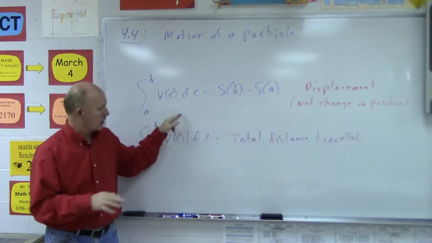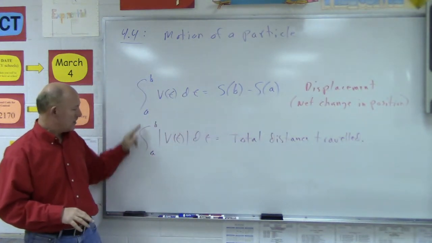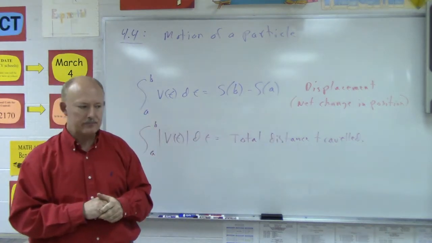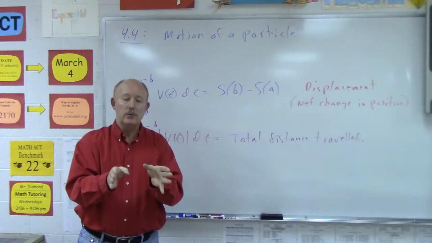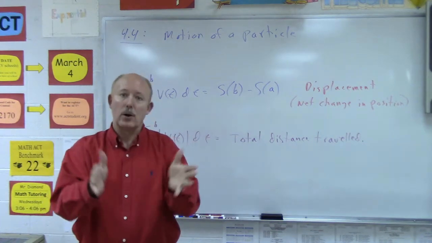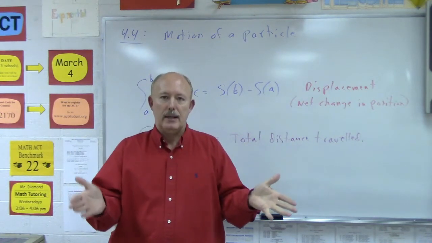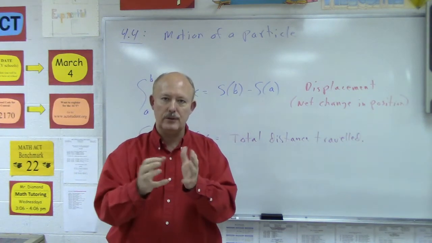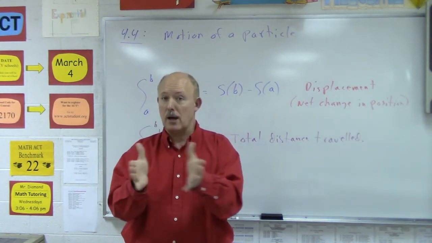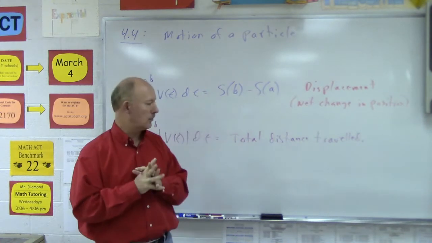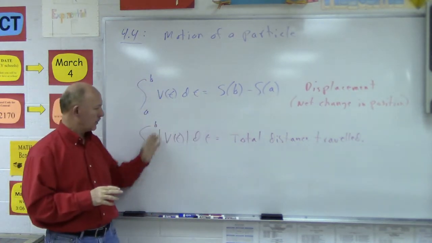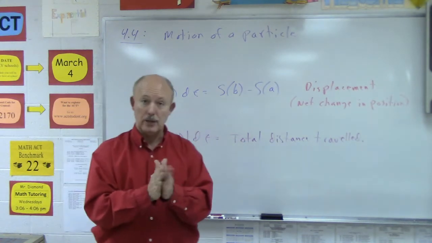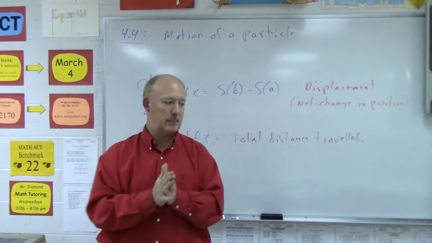To calculate the total distance traveled, you have to take the absolute value of the velocity function. That also means you have to determine whether the particle changes direction. When a particle changes direction, the velocity is 0. When the velocity is 0, usually, though not always, the particle is changing direction. So when determining total distance traveled, we have to determine whether the particle changes direction over that time interval.